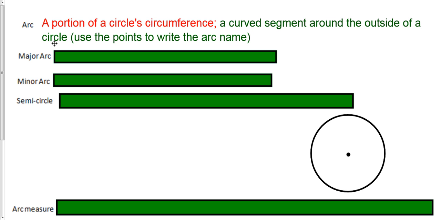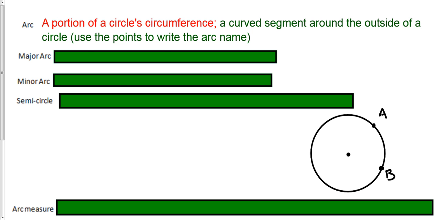Let's move on to a couple more terms. An arc is a portion of the circle's circumference. It's a curved segment around the outside of a circle, and we use the points to write the arc name. So I'm going to draw 2 points on here, 1 point here, 1 point here. We'll call that A. We'll call that B.